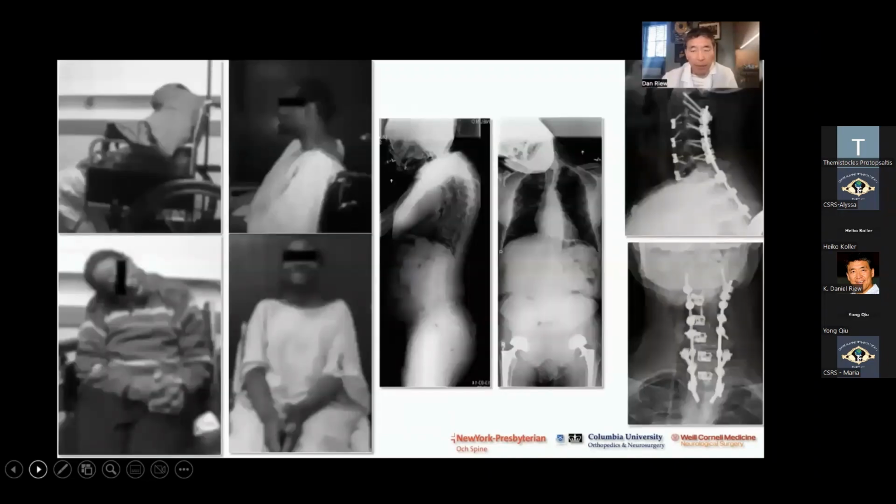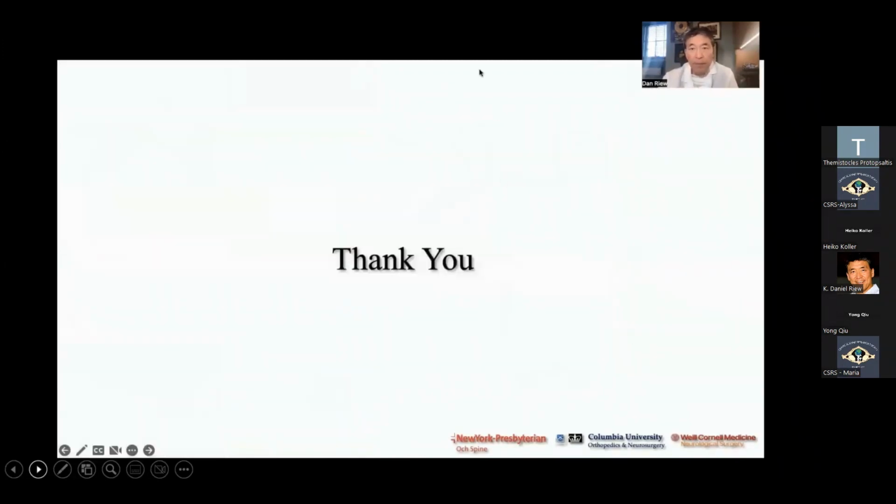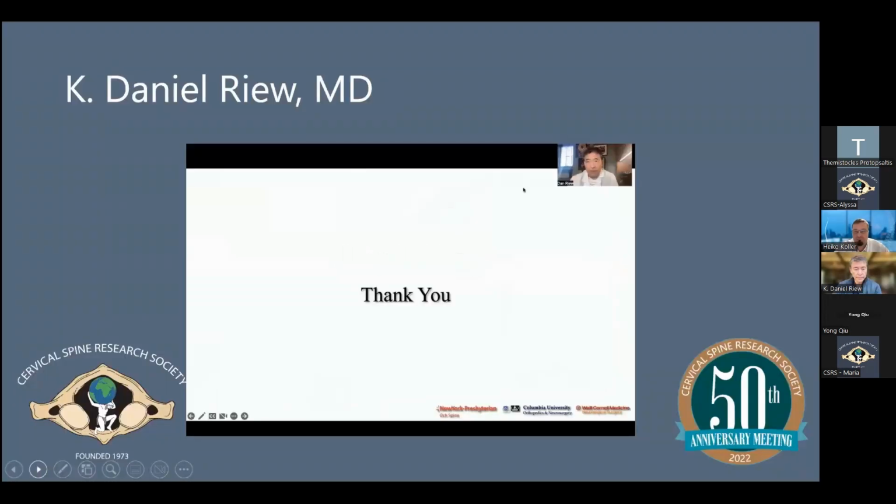And then we put in the rods, and this is his pre-op, and this is his pre-op long cassette view, and this is his post-op. You can see that things have been corrected, and that he has both a sagittal and a coronal plane correction. So thank you very much for allowing me to present this case, and now we'll move on to the discussion.